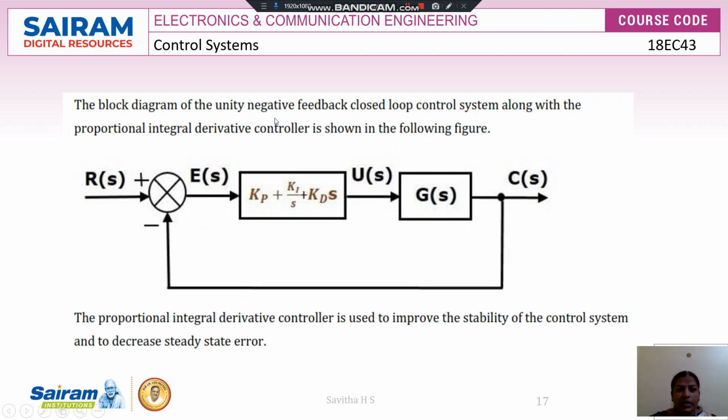The block diagram of the unity negative feedback closed loop control system along with the proportional integral derivative controller is as shown in the figure. Already we derived the transfer function of the controller. Here also the input is R of s, and the controller Kp plus Ki by s plus Kd into s acts on the error. The output of this will be U of s, and it is given to the gain, and it is the controller output. Again it is fed back to the negative feedback. The proportional integral derivative controller is used to improve the stability of the control system and to decrease the steady state error.